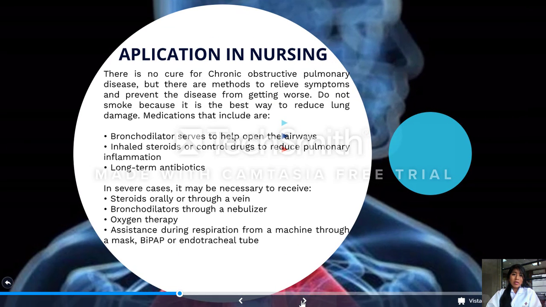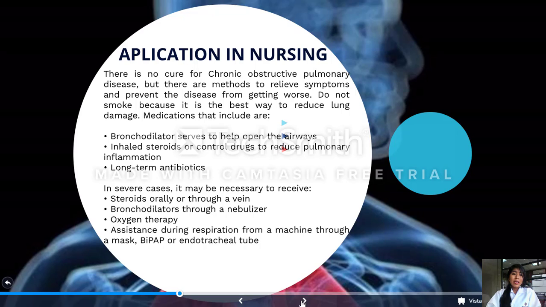Application in nursing. There is no cure for chronic obstructive pulmonary disease, but there are methods to relieve symptoms and prevent the disease from getting worse. Do not smoke, because it is best avoided to reduce lung damage.